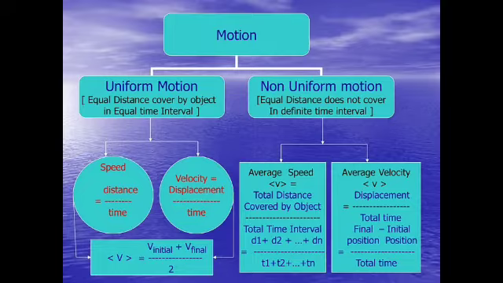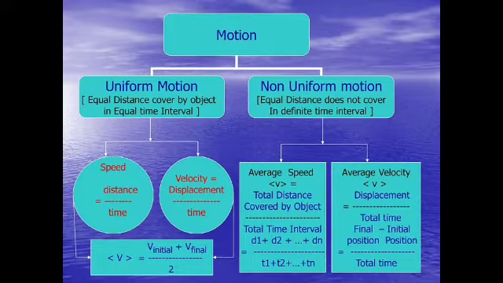In the case of uniform motion, average velocity or average speed is equal to v initial plus v final upon 2. In the case of non-uniform motion, average speed is given by total distance covered by the object per total time interval. It is equal to d1 plus d2 up to dn upon t1 plus t2 up to tn. And average velocity in non-uniform motion is displacement upon total time, so it is final position minus initial position upon total time. So this is the main difference between uniform motion and non-uniform motion.